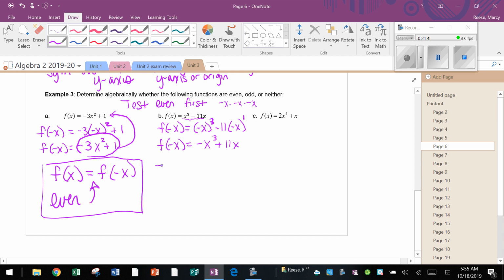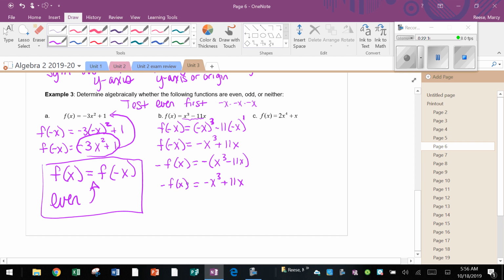Now remember, odd is this: negative f of x. So that means I'm going to stick a negative in front of the whole function, right? And I'm going to distribute it. Remember, we did this yesterday, and I kept saying it's really important for today. So when I distribute it, this is what I get.